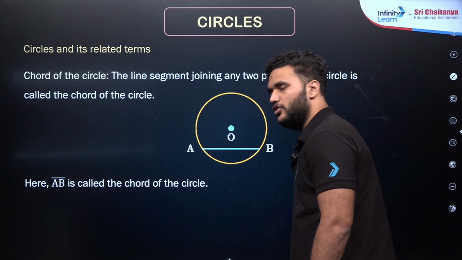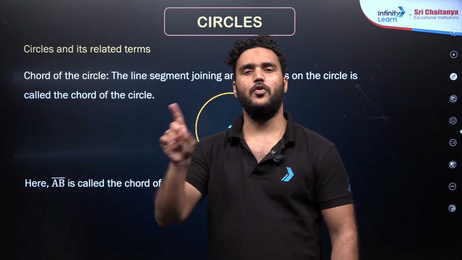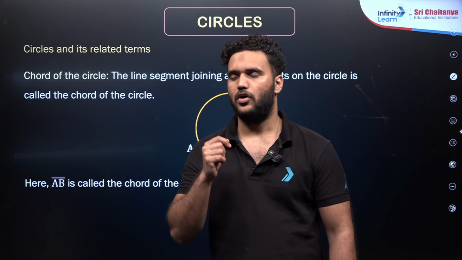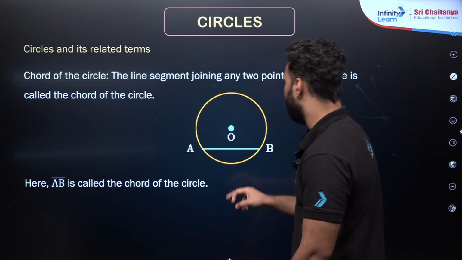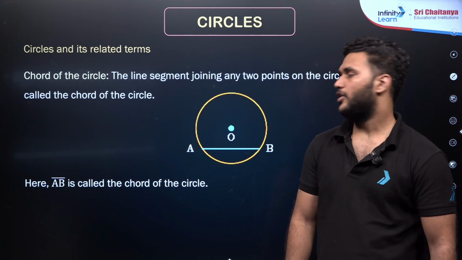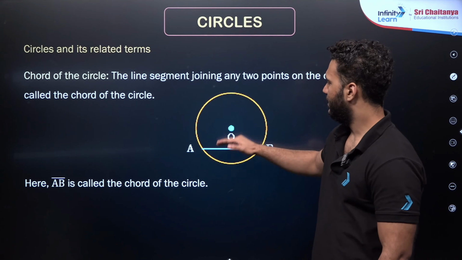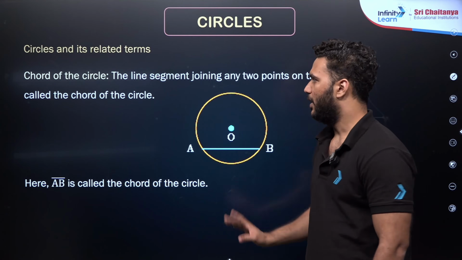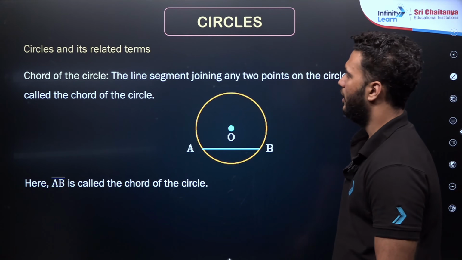Now next, we have chord of the circle. What is chord of the circle? Choose any 2 points on the boundary of the circle and connect them. You will get a line. That line is known as a chord. And because of that chord, can you see this chord is dividing this circle into 2 parts, not equal, 2 parts.